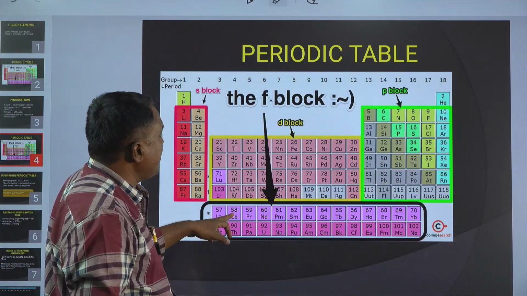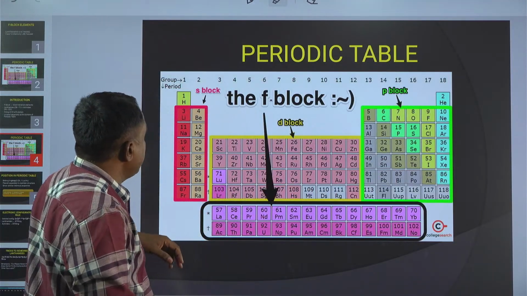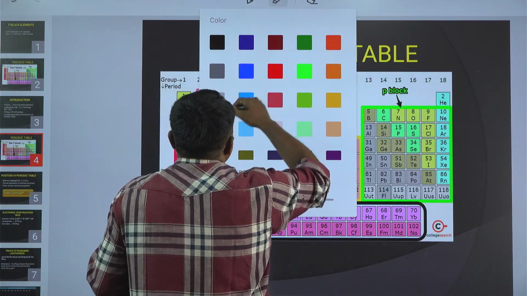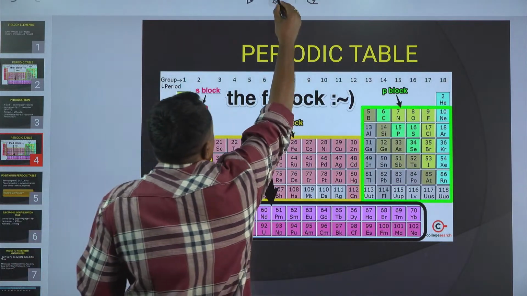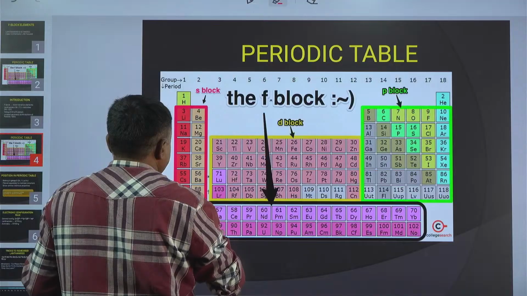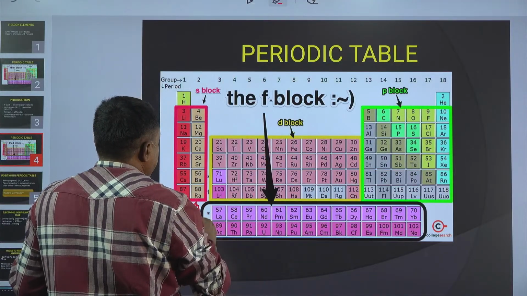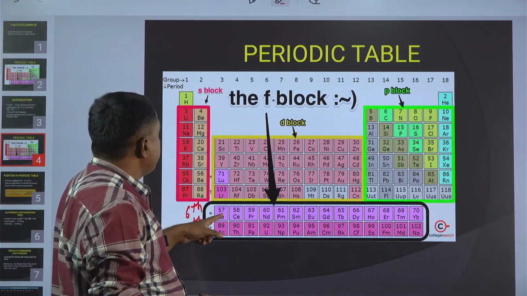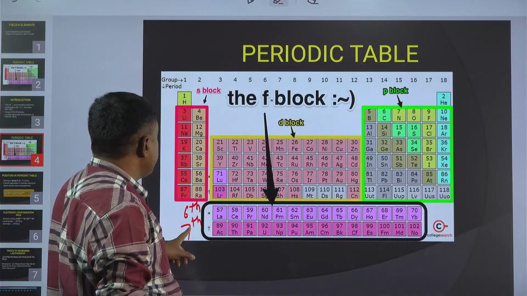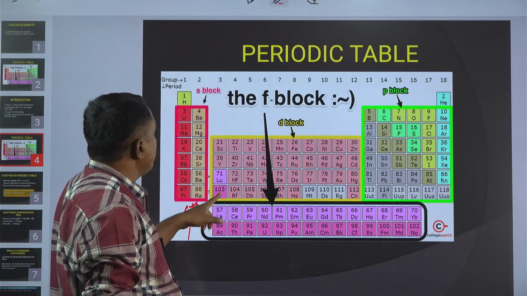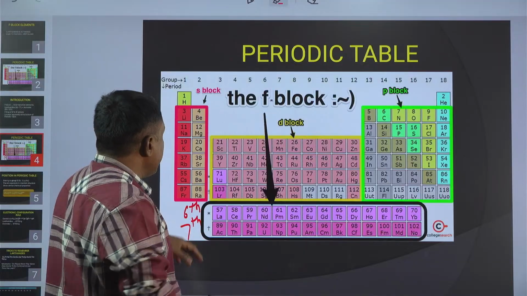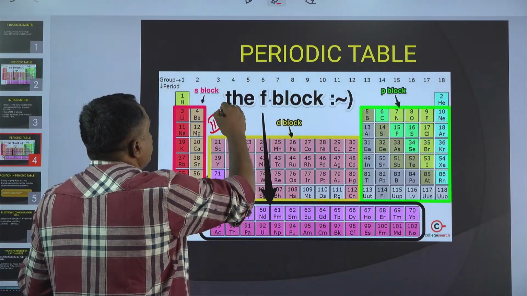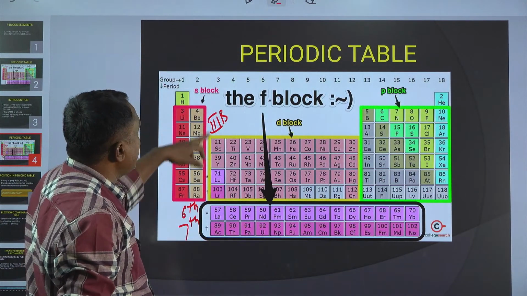From cerium 58 to lutetium 71, this is the sixth period, and this is the seventh period, from thorium 90 to lawrencium 103. But they both belong to the third B group, the third B group of the D-block.